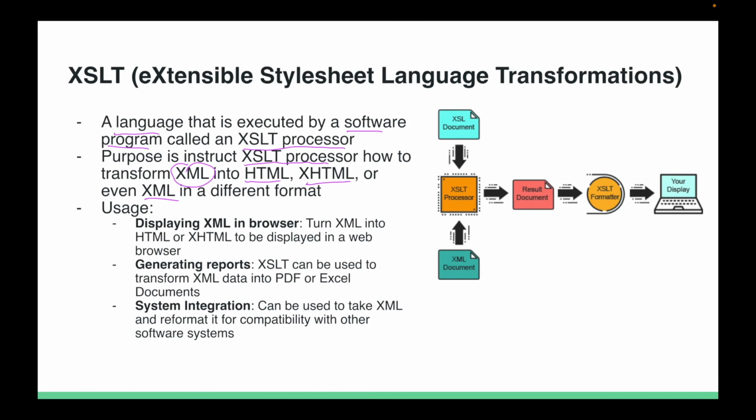Now we use it for three particular purposes: displaying XML in a browser, as we just said, generating reports, because we can also use XSLT to transform XML into PDFs or Excel documents, and system integration. So maybe we have two systems that use XML, but they're in different formats. We can use the XSLT language in conjunction with an XSLT processor to change XML from one format to another so that we can transfer data between two applications or two systems that both use XML.